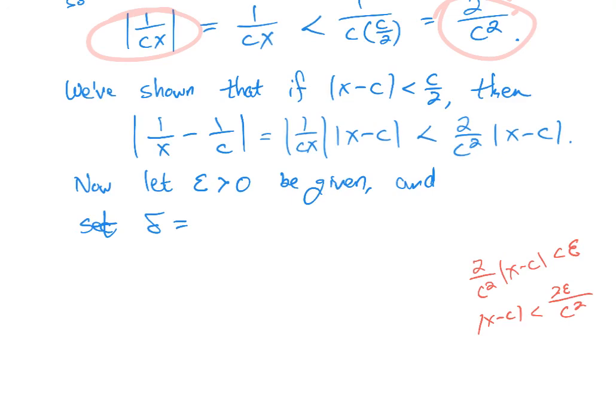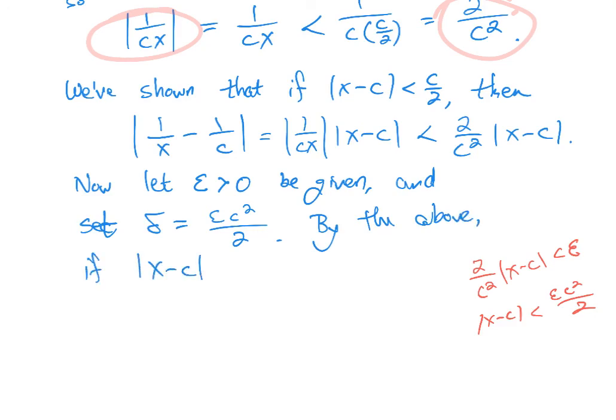I'm an idiot. That's totally wrong. I can't do math anymore today. Epsilon c squared over 2. Better? Okay. Set delta equal to that. By the above calculations, if x minus c is less than delta, then 1 over x minus 1 over c is less than epsilon.